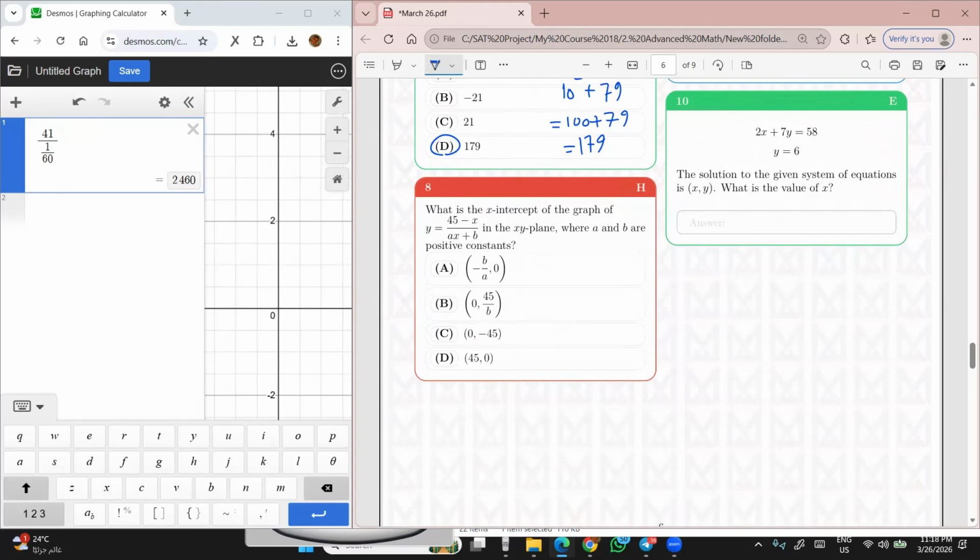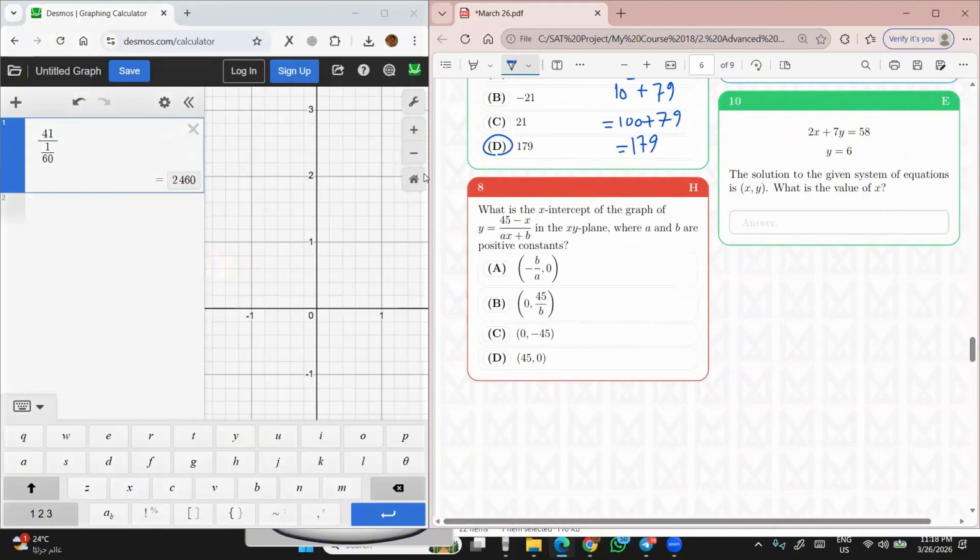Question number 8. What is the x-intercept of the graph of this function in the xy plane where a and b are positive constants? In this kind of questions, Desmos is a very helpful tool that you can use. We can write the equation as it is. We write y equals, and make a slash to make a fraction bar. In the numerator, write 45 minus x, and down here we write ax plus b, and press equal.